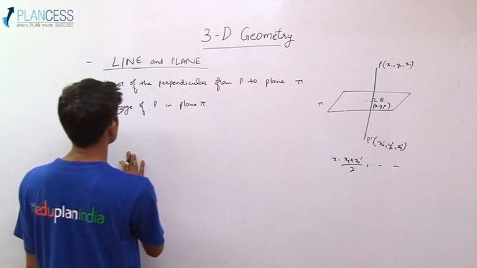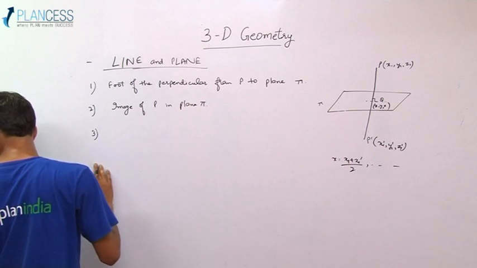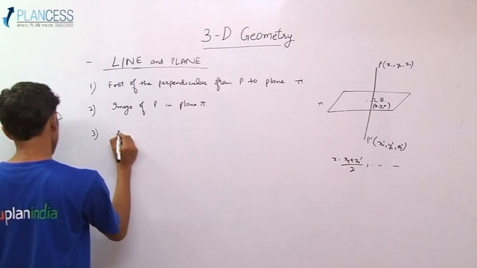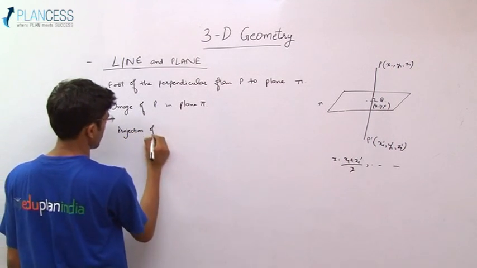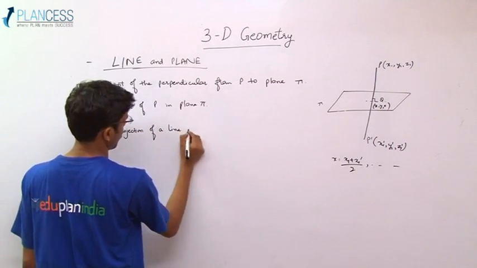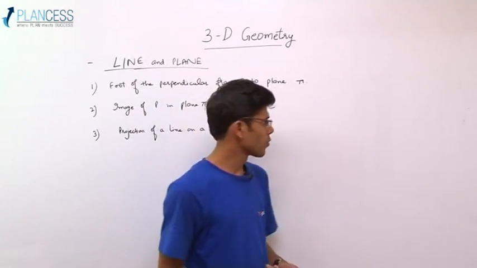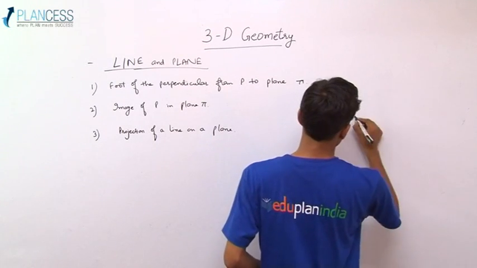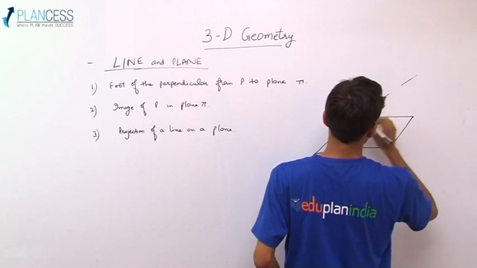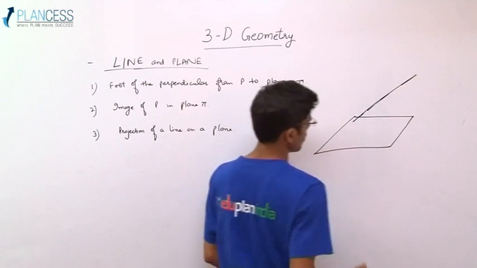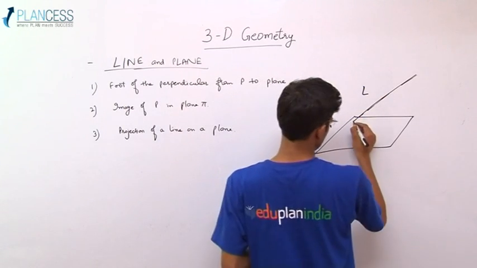Now we have to find the image of a line and the projection of a line on a plane. Okay, so we have to find the projection of a line on a plane. Say this is our plane and this is our line. To find the projection of this line on this plane, we find the intersection of this line with this plane.